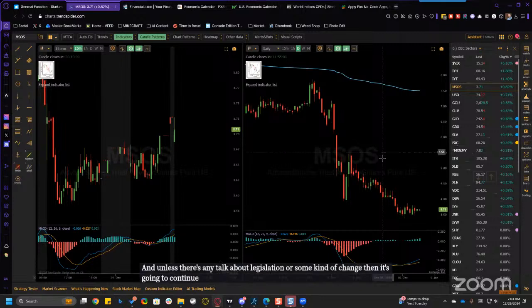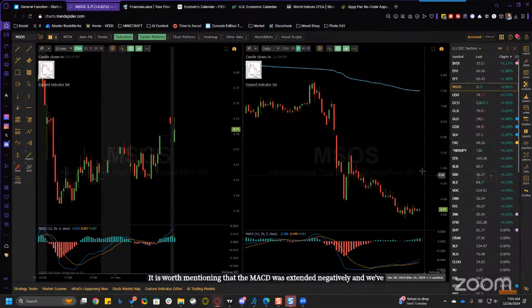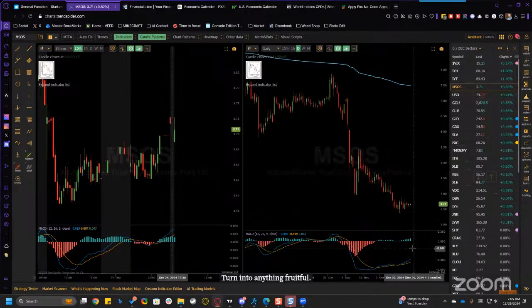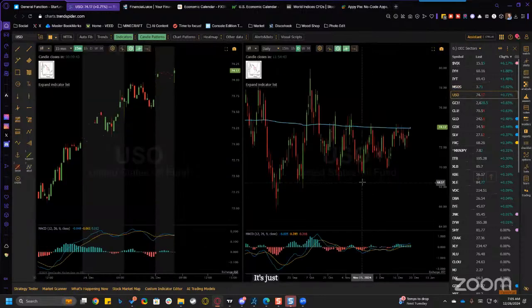It is worth mentioning that the MACD was extended negatively, and we've got a crossover and it's pointed higher, but that can take months to turn into anything fruitful. It's certainly not a buy signal. It's just showing that there's a slight bullish bias there, momentum wise.